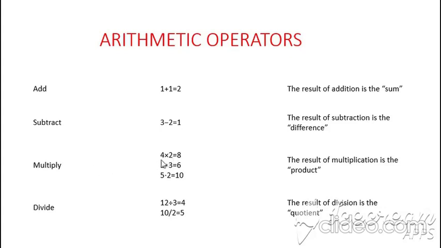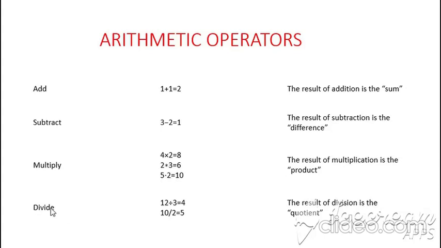Now let's do the other operator, multiplication. Multiplication can be expressed with the times sign, the hash sign, or the dot sign. The first one is 4 times 2, which is 8. So the result of multiplication is the product. Here 8 is the product of 4 and 2. 2 times 3 is 6. So 6 is the product of 2 times 3. The same applies to 5 times 2. The product is 10.